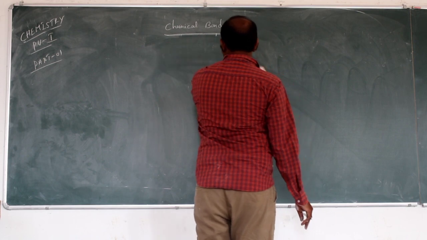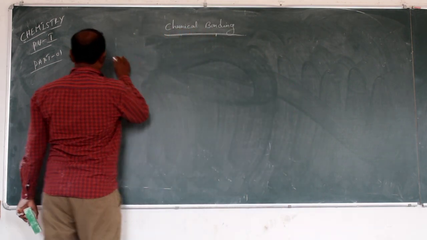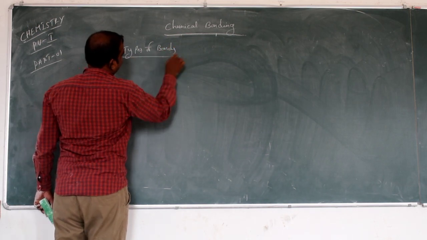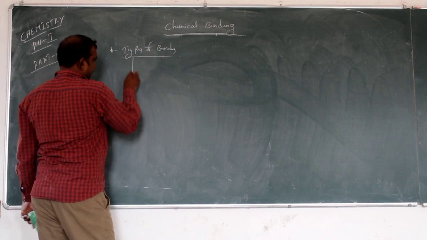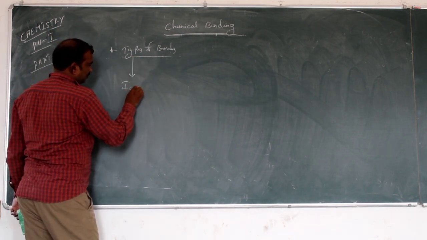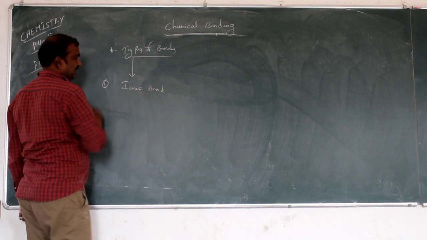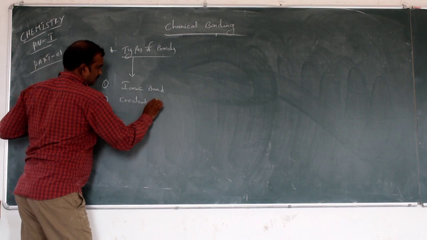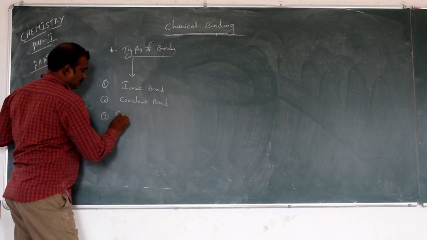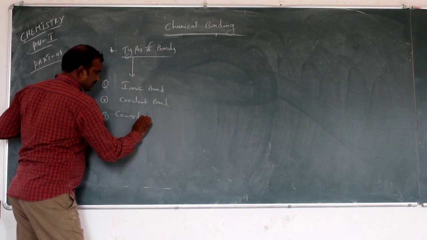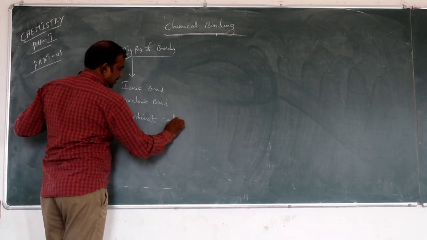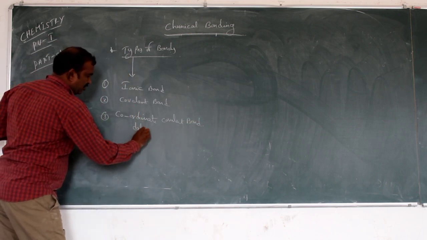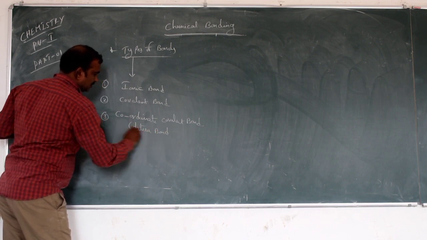And next, how many types of bonds are there? See here, there are different types of bonds. One is the ionic bond. Second is the covalent bond. And the third one is the coordinate covalent bond. This is also called a dative bond.